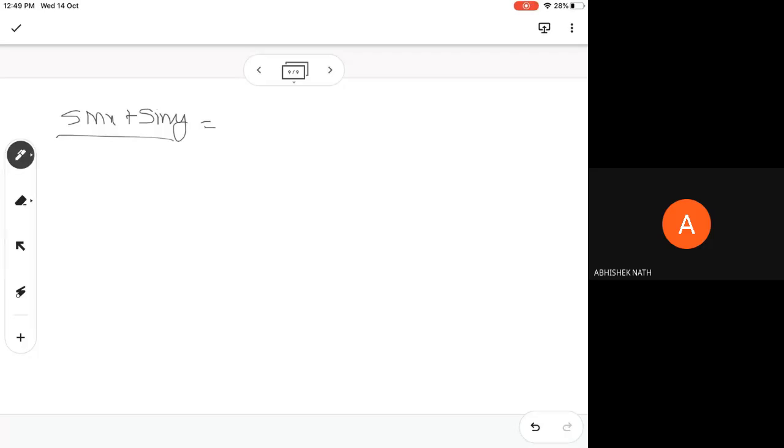It is in the form of the sum of two trigonometric angles. Even sin x plus sin y, sin x minus sin y, cos x plus cos y, cos x minus cos y. If you want to prove these, sin x plus sin y can be written as a product. So how can you write this as a product? When you consider sin x plus sin y, this can be written as 2 sin (x plus y)/2 cos (x minus y)/2.